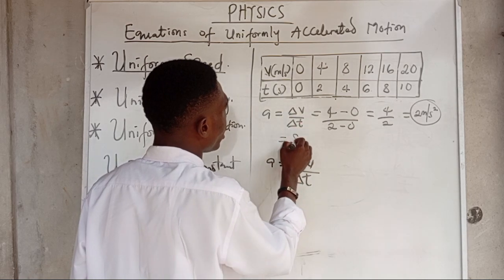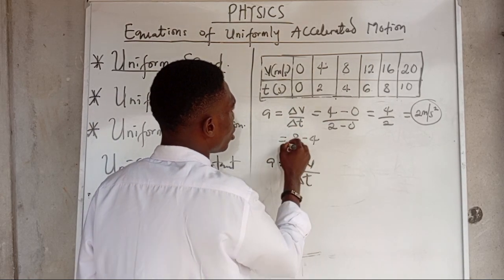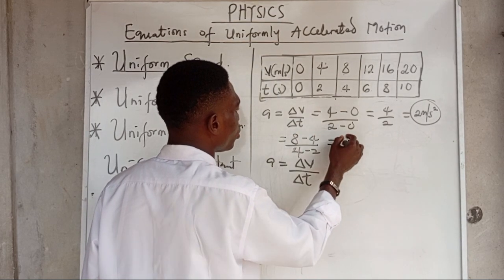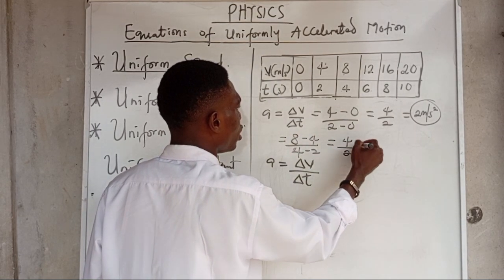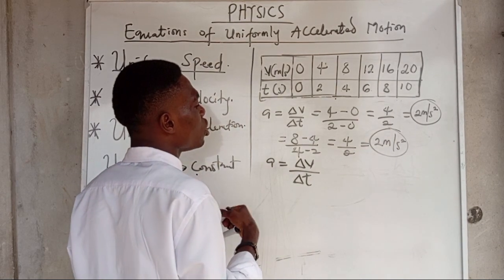It's going to be what? 8 minus 4, because this is the final now, this is the initial, over this 4 minus 2. 8 minus 4 gives us what? 4. 4 minus 2 gives us 2. That gives us 2 meter per second squared. So the velocity is uniform.